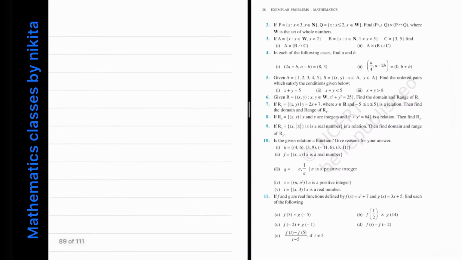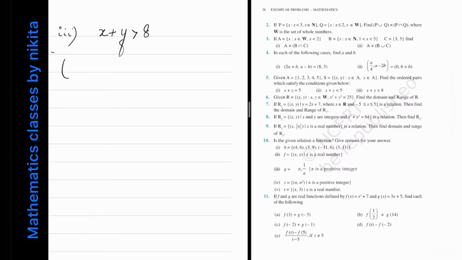Now the third part says that you have to find all the ordered pairs which satisfy the condition that x plus y is greater than 8. Now if we start with x equal to 1, then I need y to be 7, but 7 is not there. In fact I need y to be 8. 8 is not there. So what we will do is we'll start with the greater values of x.